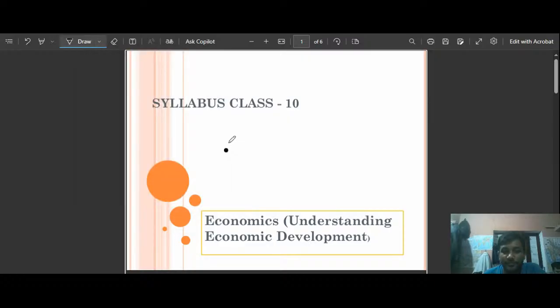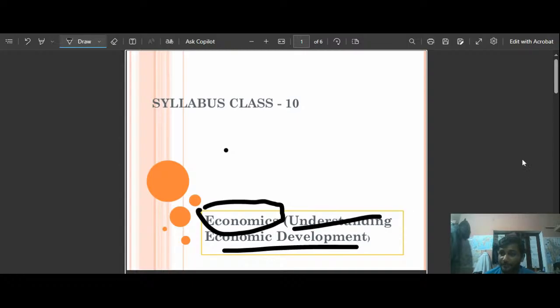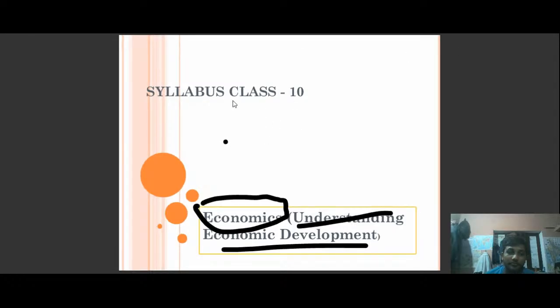So we will start from the syllabus, or basically we can say, knowing why NCERT chooses economics and understanding economic development. Basically, it is trying to focus.